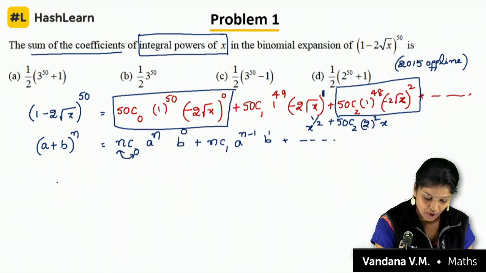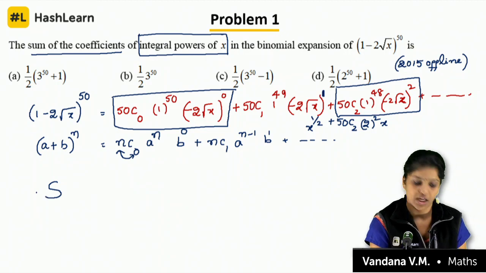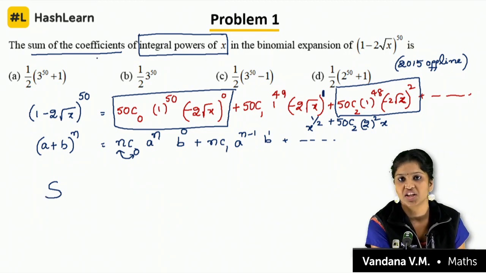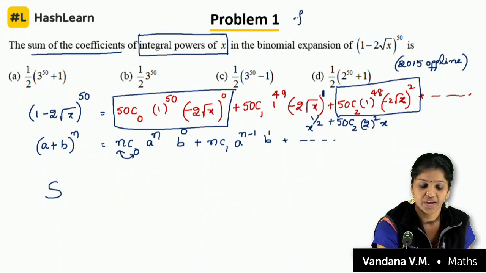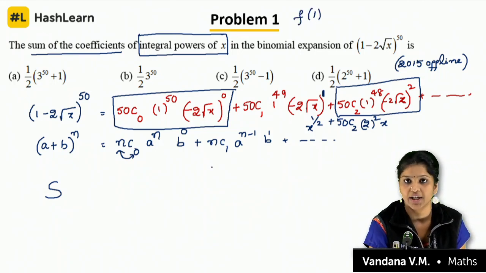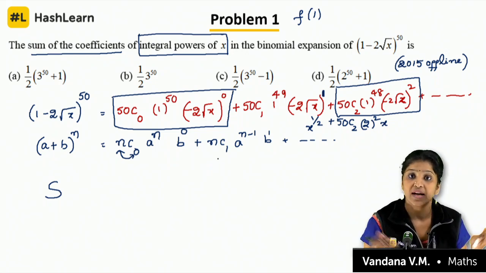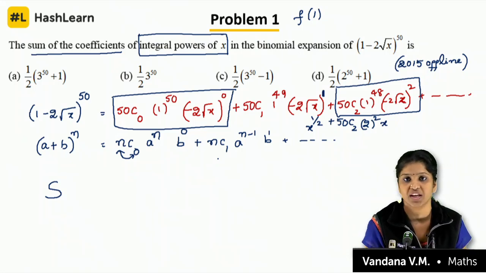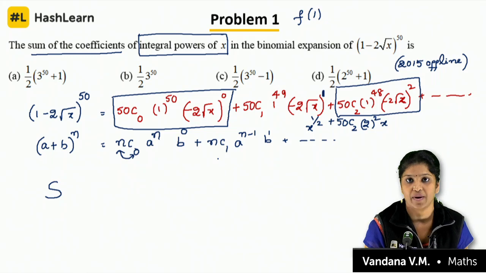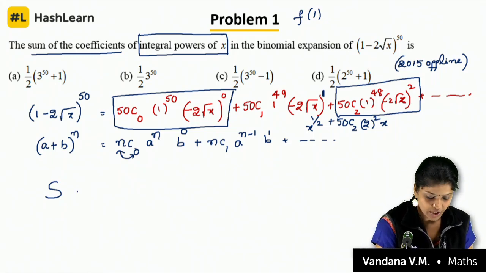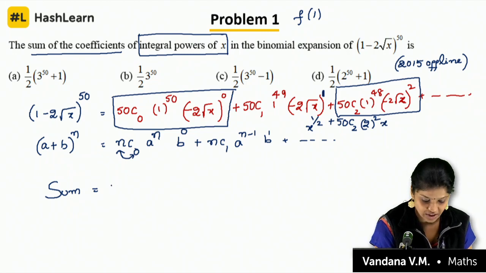So, what is there in those terms? Let me write. So, I want the sum. Otherwise, the sum of the coefficient when they ask, immediately I would have written f of 1. That is a shortcut, right? We told you in the function wherever x is there, we used to write 1. That gives the whole sum of the given question. But here I want only the integral powers of x.